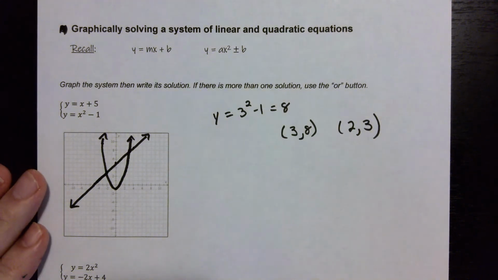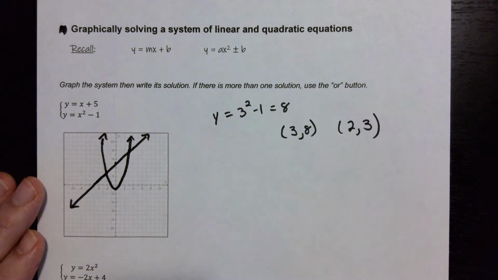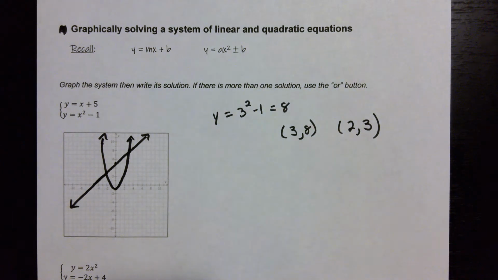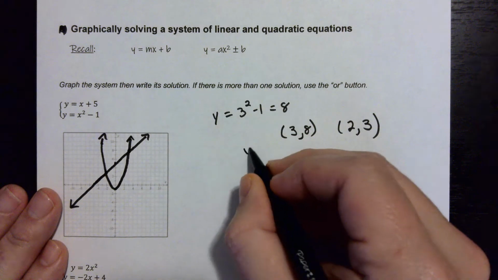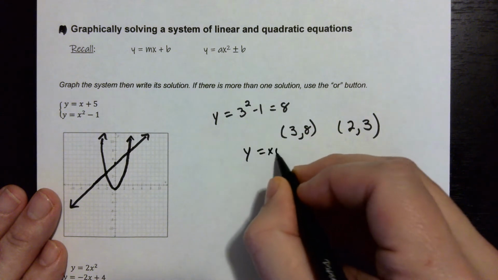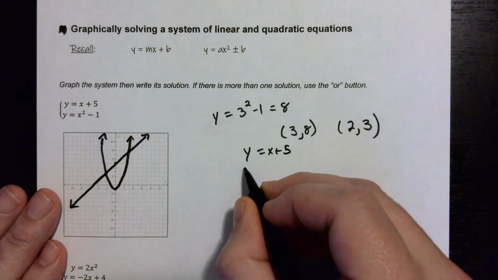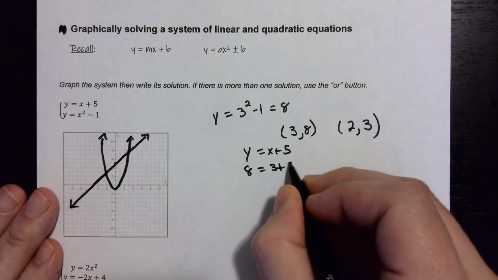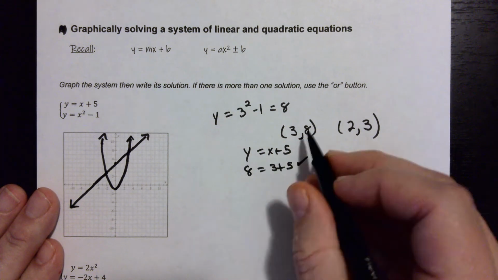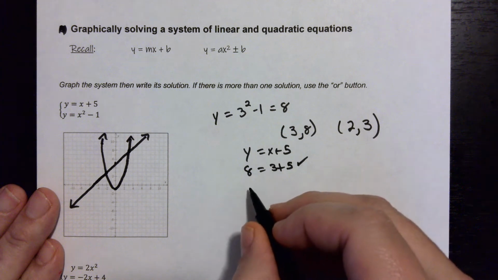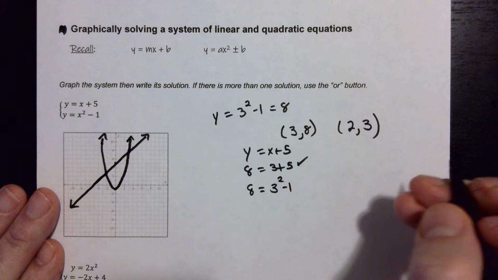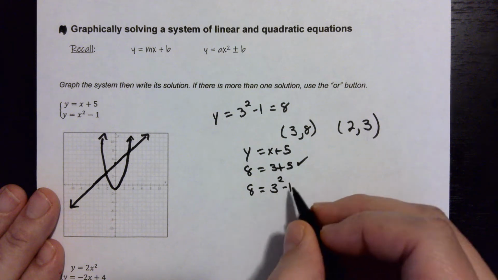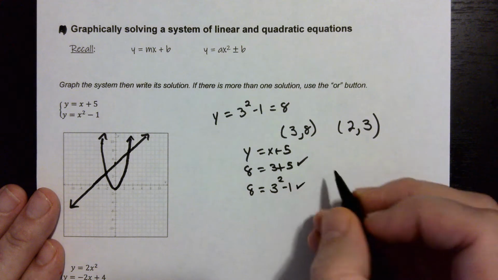So we plug in 3 for x and 8 for y into the first one. Let's see if it works. y is equal to x plus 5. That would be 8 is equal to 3 plus 5. That's true. And if we plug 3 and 8 into the other one, we would get 8 is equal to 3 squared minus 1. That gives us 8 equals 8, which is also true. So it works for that one.